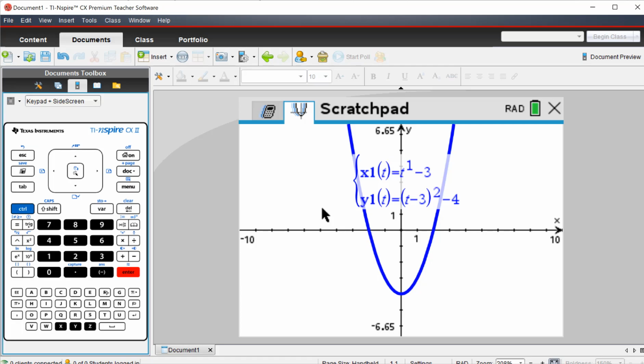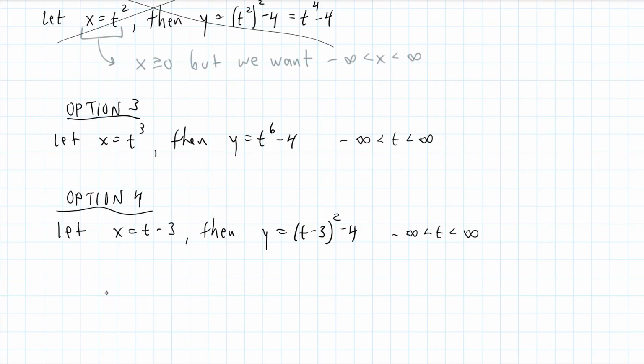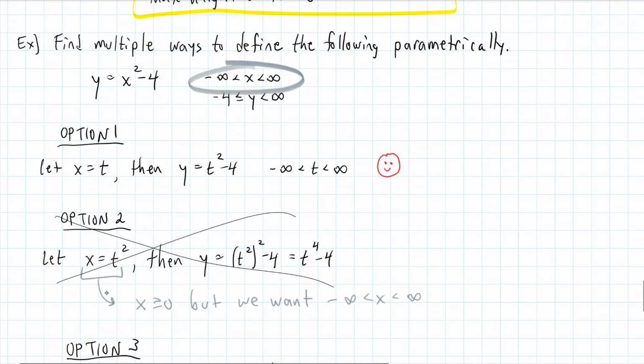So that worked out. So we got a few that worked. We found one that didn't, though. So I guess the main thing to get from this is that if you're going to define a given rectangular equation with a parametric equation, you got to make sure that the domain and range are kept intact when you redefine it. Otherwise, not so good.